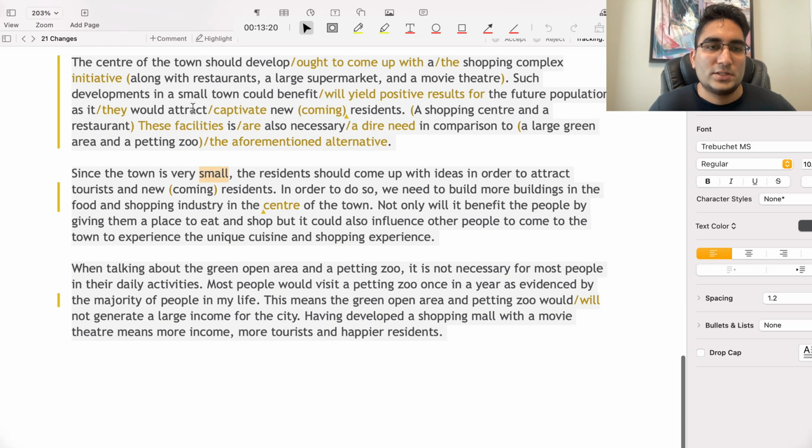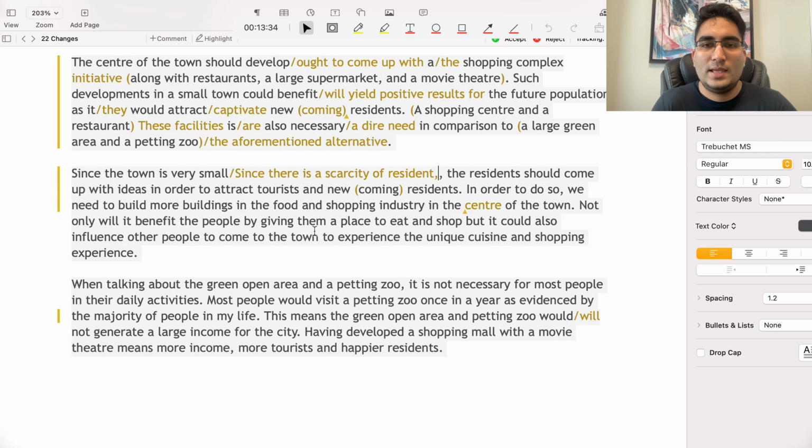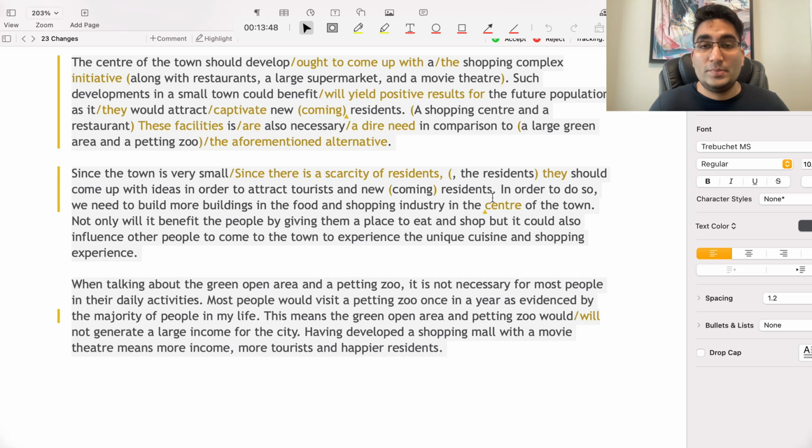So since the town is very small, where do we see this word? Right here, small town. So town is very small. Let's change it. How about we say, since there is a scarcity of residents, and then I'm going to remove this part because I already said residents. I'm going to remove this and put they should come up with. So since there's a scarcity of residents means automatically that there are few people, it's a small town, and scarcity is a fancy word. I like how she started with since, and I like how she started with when. These words make the sentence complex because now the sentence is broken into two parts. Since something something and when something something. So that's good. I don't blame that. That looks pretty good. So they should come up with ideas. I'll leave should here.